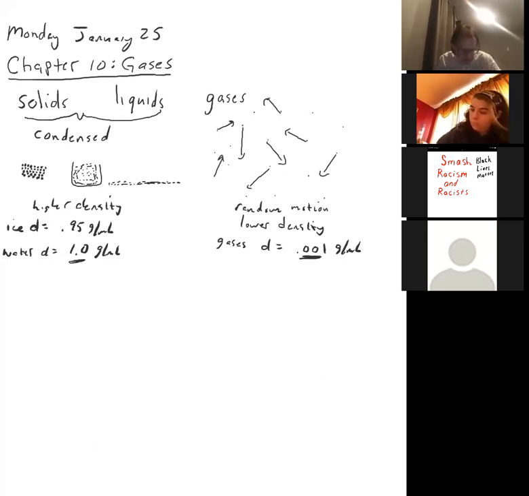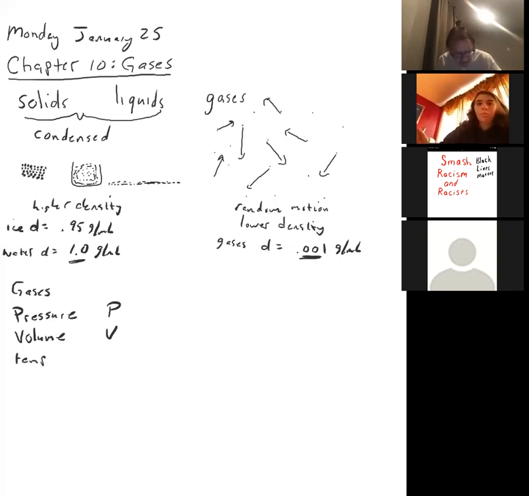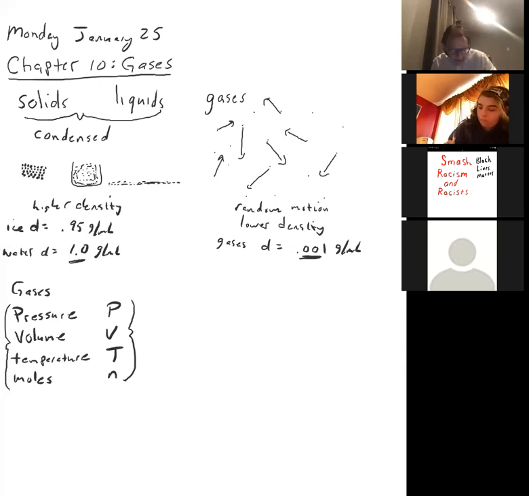So how do we consider gases? What we're gonna do is when we talk about gases, we're gonna talk about pressure. That'll be the first thing we talk about, P. We'll talk about volume, V, temperature, T, and then we'll also talk about moles. And the symbol we're going to use for moles is N. Okay? These are the four kind of variables that we use to measure the properties of gases. So these are variables, meaning they can change, that we use to measure the properties of gases, okay?